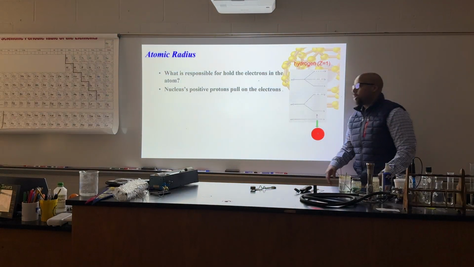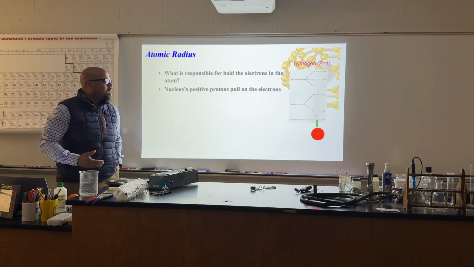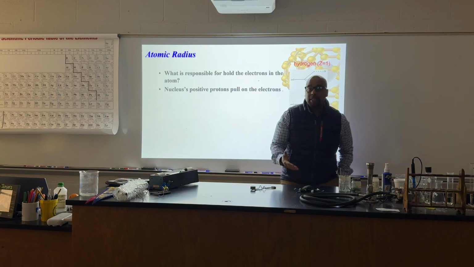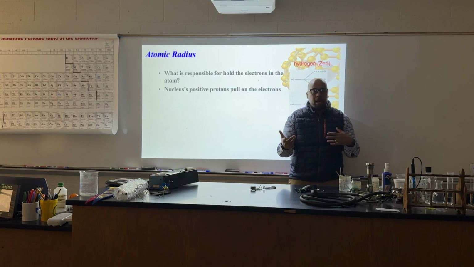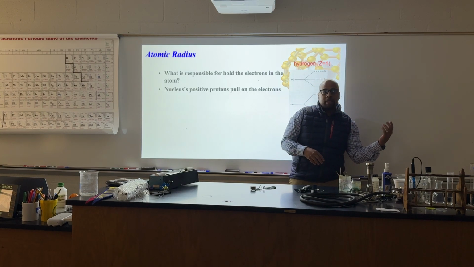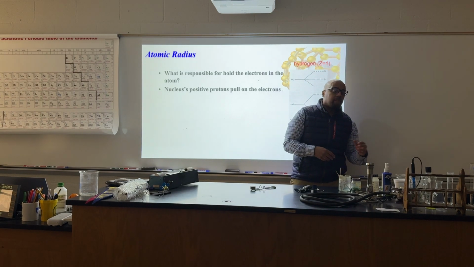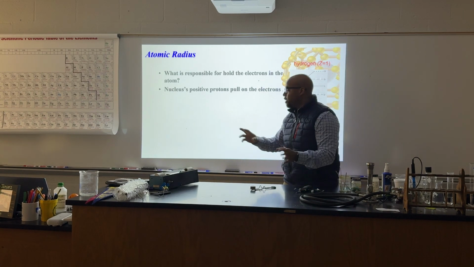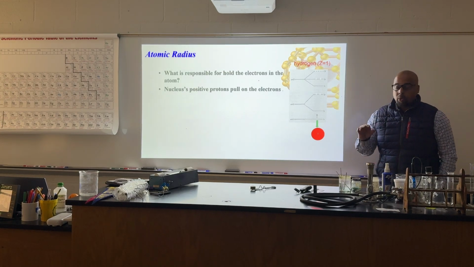So the first thing we're going to talk about is atomic radius. When we talk about atomic radius, we're really just talking about the size of the atoms. In your homework assignment tonight, you're going to be given a couple of different atoms and asked to rank them from smallest to largest, or to identify which one is the largest or smallest. It's going to be a pretty easy assignment, especially once you understand what's going on here.